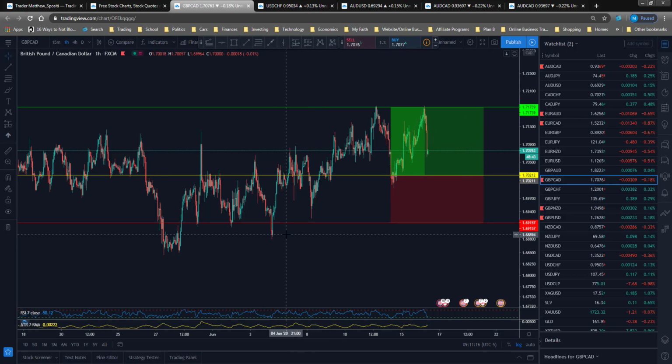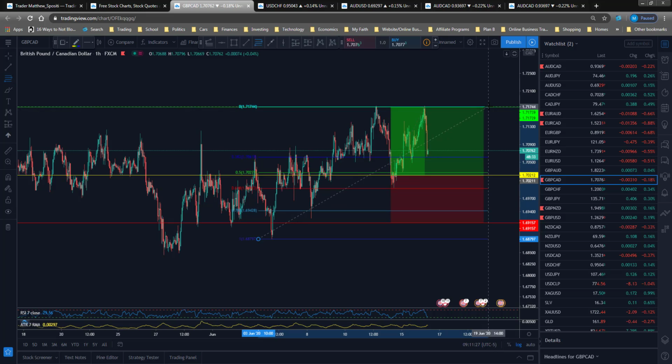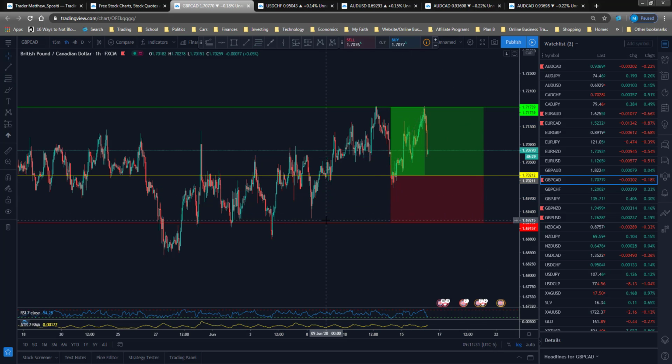Now, I know that I could have, and many could probably argue that I should have, measured from here. And even if I had measured from this structure low to this structure high, I actually don't think I would have gotten involved. But the reason I chose this one down here was largely because this was the low that was created before we broke this structure level right here. That was the main reason why I chose this low.